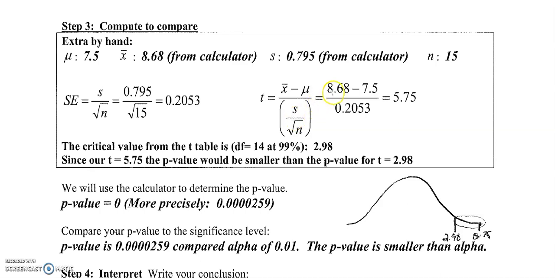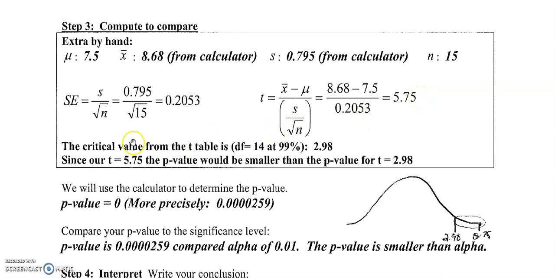Now we can find our test statistic, our t, which is X bar minus mu divided by your SE. So it's 8.68 minus 7.5 divided by 0.2053, which gives us a test statistic of 5.75. Now, we're going to get the p-value from the calculator, but if we look at the test statistic, notice that's a really large number. It's kind of going back to our standard deviations. If we had a 5.75, that's way off the chart. That's way over to the side. It's very unusual to get such a high number.